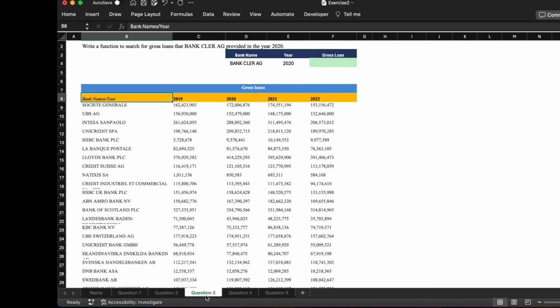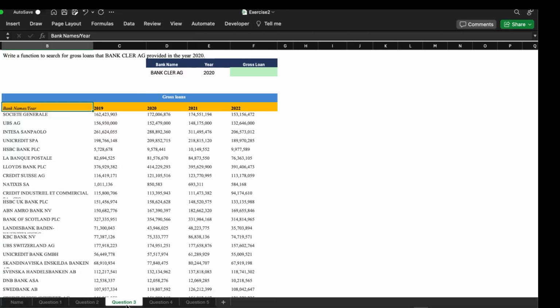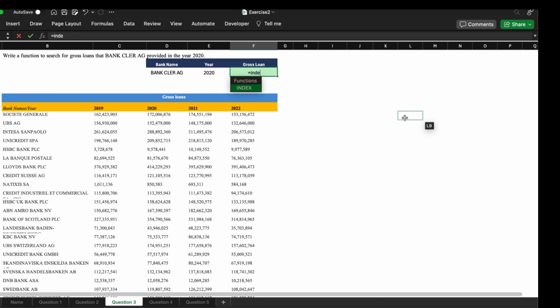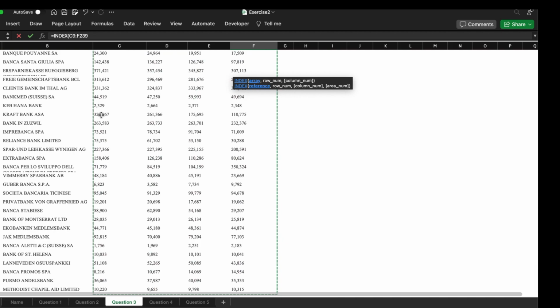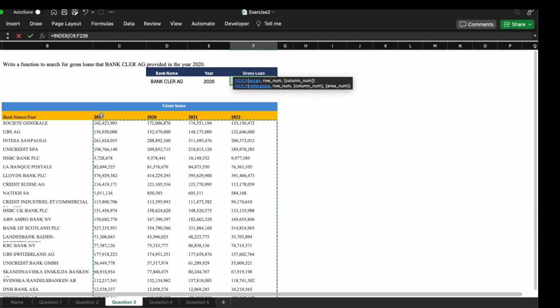So next is a search. We've been given bank loan data, and we have to search for the gross loan of a particular bank. So we are going to use the INDEX function. We combine the INDEX and the MATCH. So for the INDEX, we select the range we are interested in.